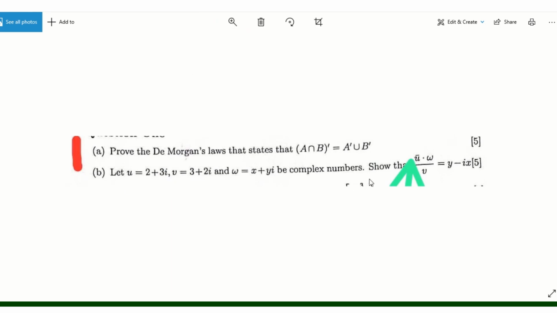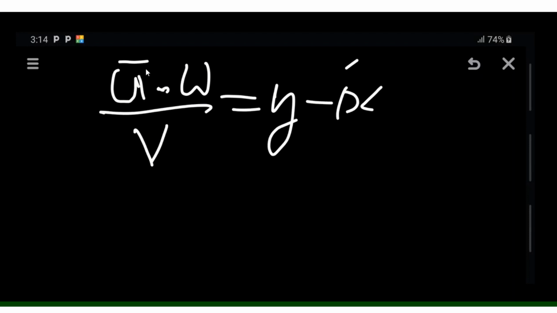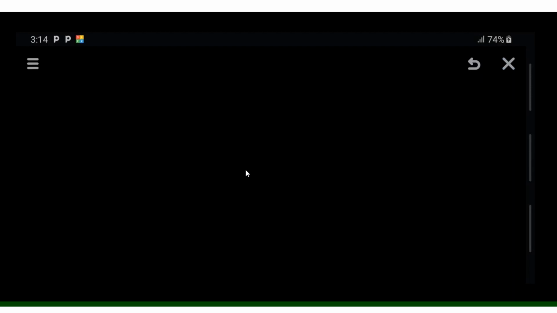So here we've been asked to show that this is equal to this. So let's go. When you're given this, you see it's a u bar. So u bar means the conjugate of u. So let's deal with it. This is the question. You have a u bar here. It means the conjugate of u. So let's calculate this one. I will replace my u conjugate, which is 2 minus 3i, close bracket, open.